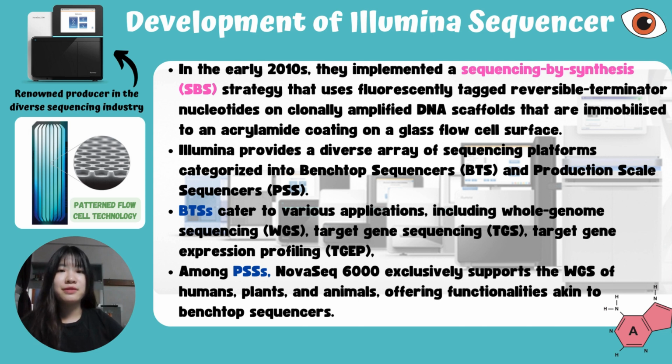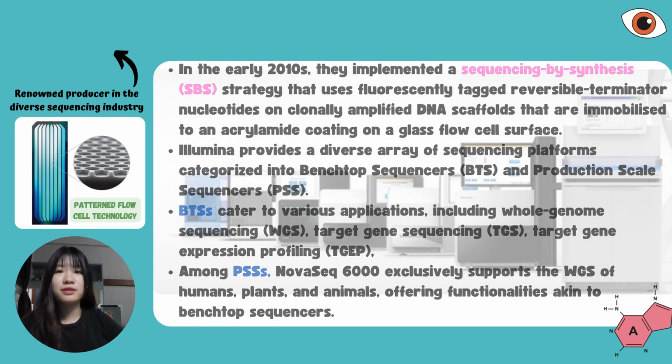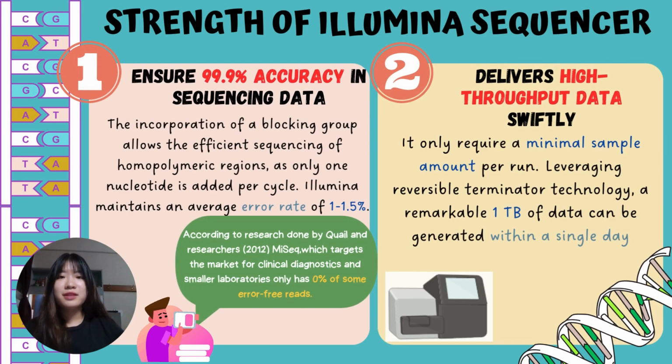Illumina provides a diverse array of sequencing platforms categorized into benchtop sequencers and production-scale sequencers. Among production-scale sequencers, NovaSeq 6000 exclusively supports the whole genomic sequencing of humans, plants, and animals, offering functionalities akin to benchtop sequencers. One of the strengths of Illumina sequencers is ensuring 99.9% accuracy in sequencing.